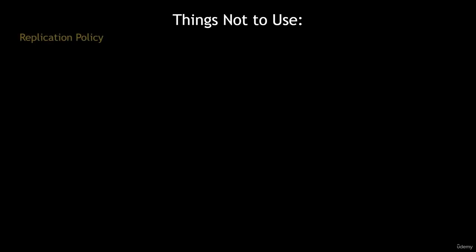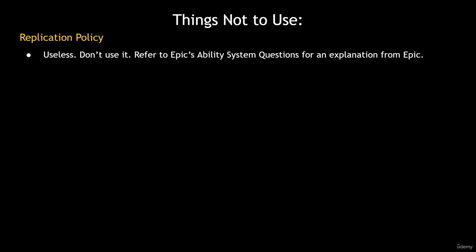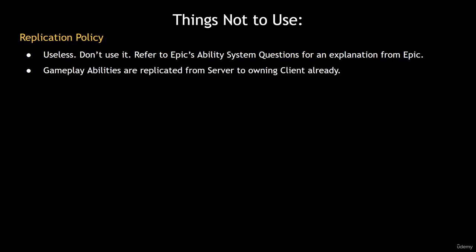And I mentioned that we don't have to do anything to that replication policy. It's useless, so don't use it. Refer to a link provided in the resources for this video, which is a discussion shared by Epic Games discussing some questions and answers related to the gameplay ability system. And you'll see that replication policy is not something we have to mess with, so we're not going to. Gameplay abilities are already replicated from the server to the owning client, and if we're using local predicted, we can make use of prediction. We don't have to touch the replication policy for that to work.